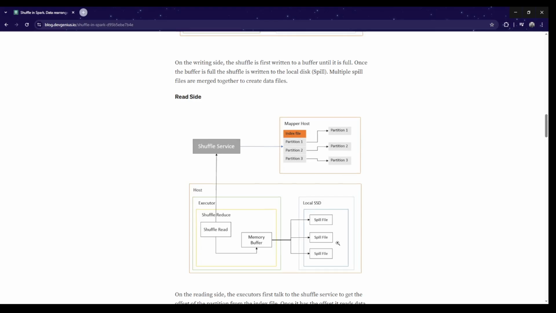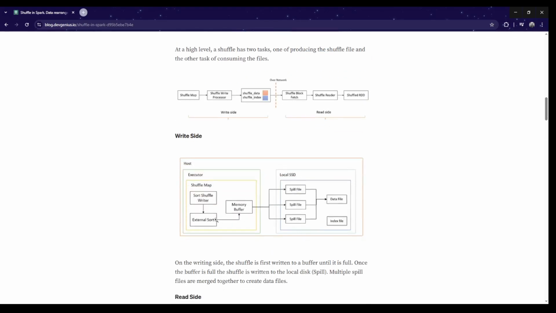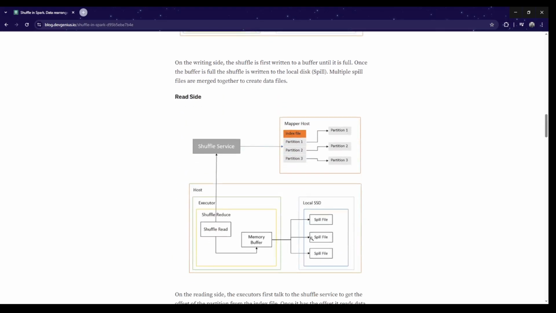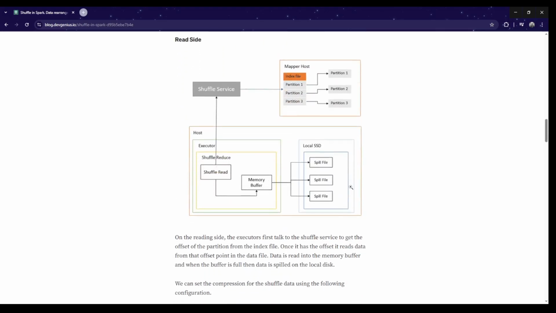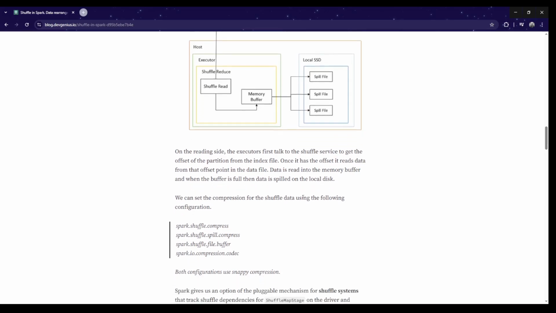So that's why you see multiple disk reads and writes happening. In this case, data was in memory, then it was written to disk, then from disk it was read to memory, and then again it was written to disk. That is very slow. That's why whenever a shuffle process gets involved, the jobs will run slow.